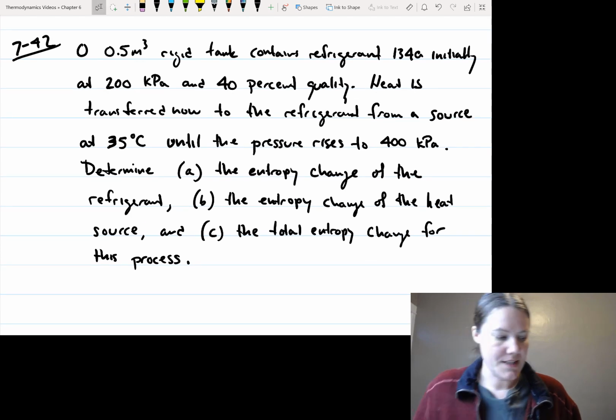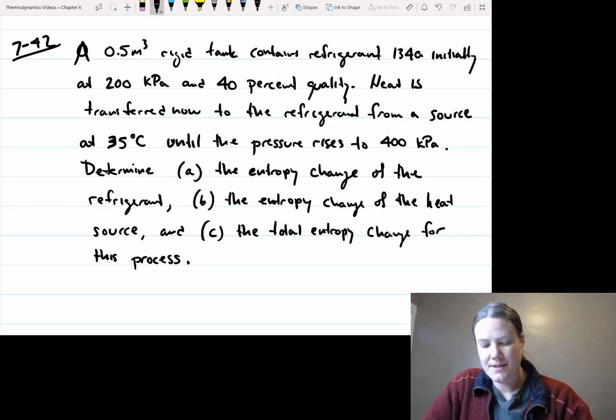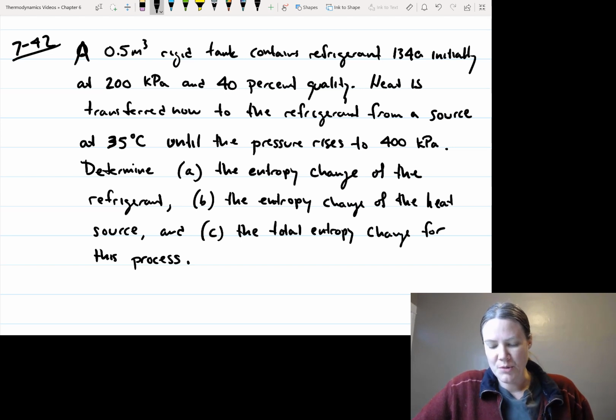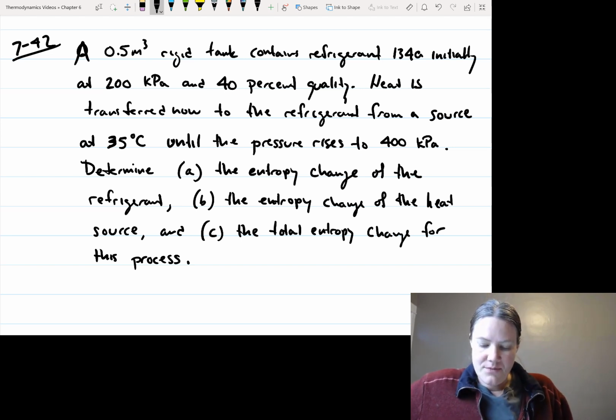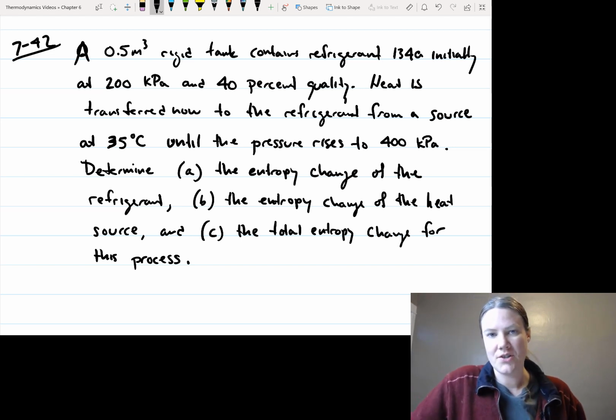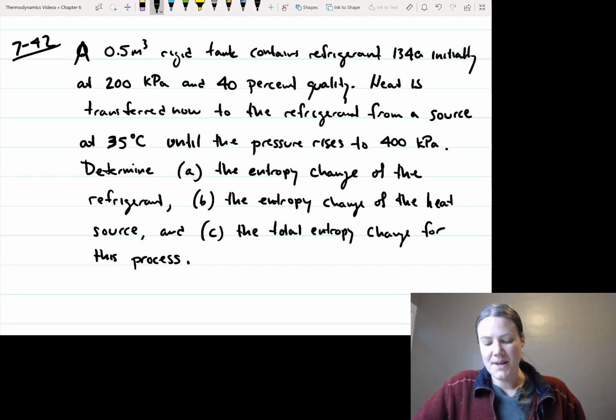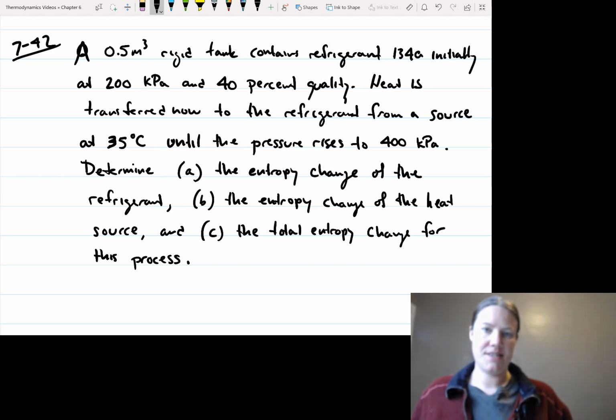So in this problem, it says that we have a 0.5 meter cubed rigid tank that contains refrigerant 134A initially at 200 kilopascals and 40% quality. And then it says heat is transferred to the refrigerant from a source at 35 degrees Celsius until the pressure rises to 400 kilopascals. Determine A, the entropy change of the refrigerant, B, the entropy change of the heat source, and C, the total entropy change for this process.